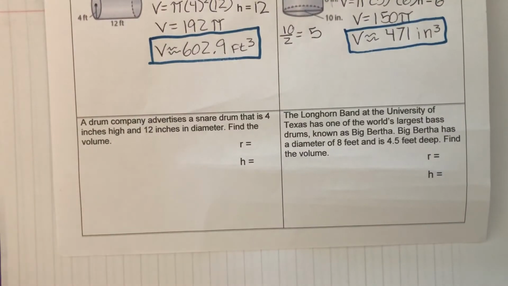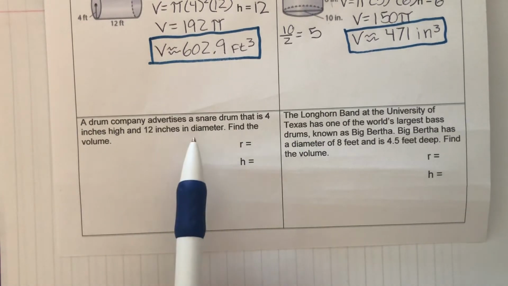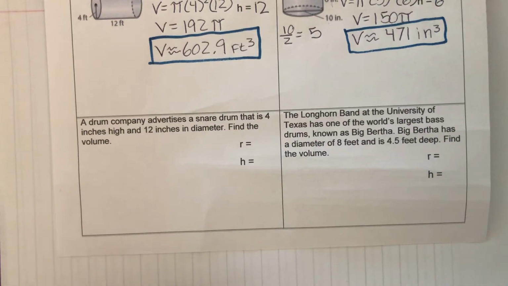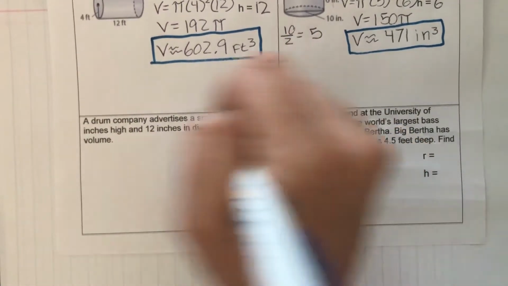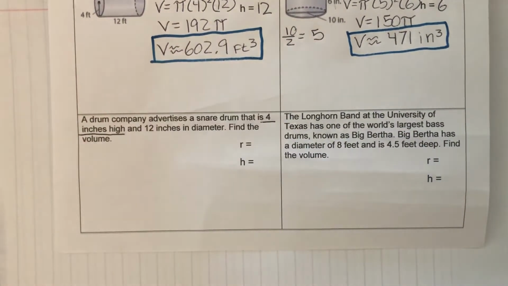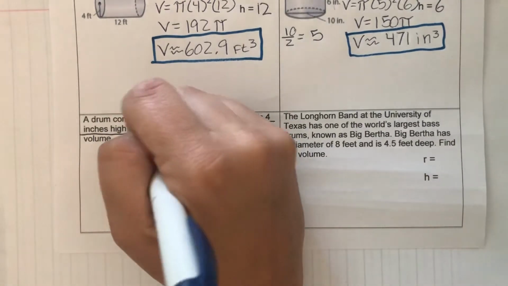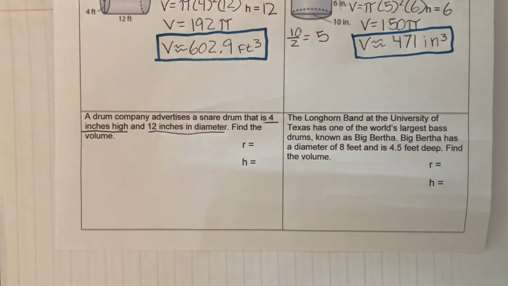Okay, our last 2 examples are word problems, but we follow the exact same steps. We pull out that information that we need. We still need the radius and the height. So it says a drum company advertises a snare drum that is 4 inches high, underline that important information, and 12 inches in diameter. Find the volume.